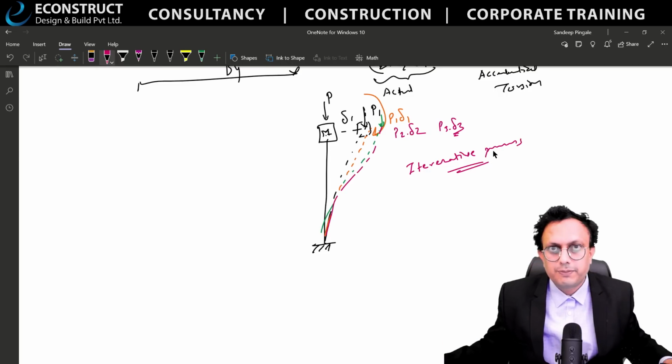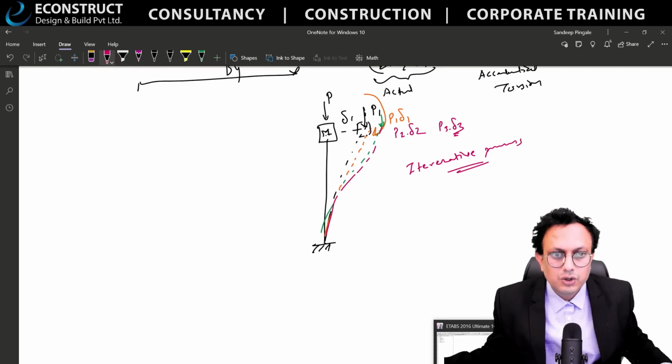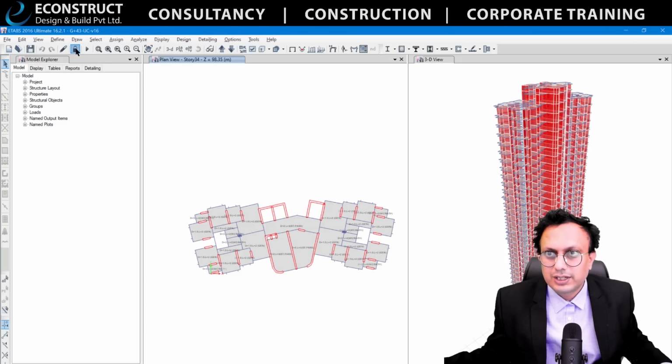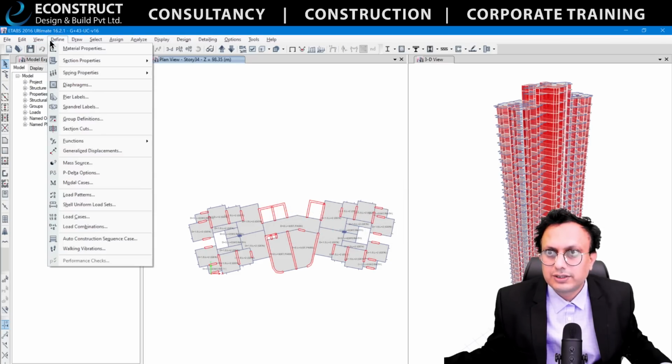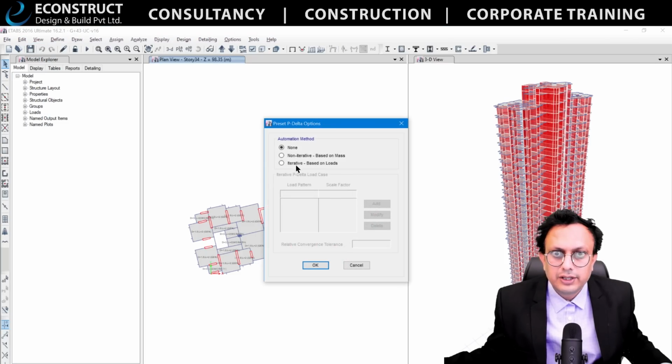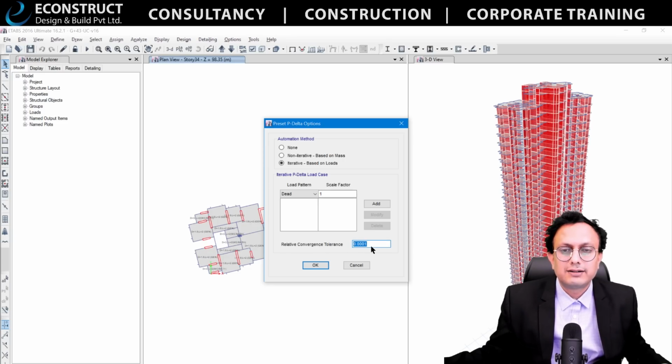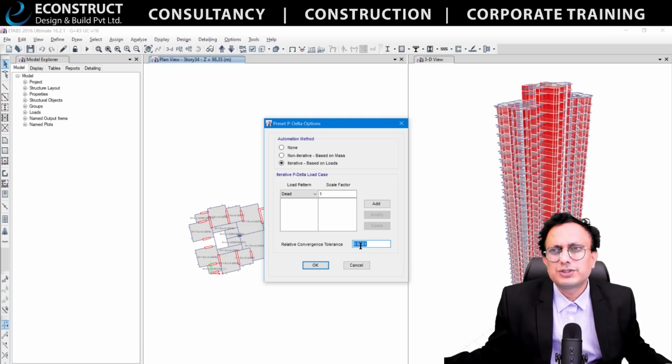Somewhere it has to stop. Alright? So, when it comes to the analysis, actually, I'll just unlock this. You will see that there is a convergence tolerance. Alright? So, somewhere we need to stop it. So, this is the tolerance limit. Once the deflection comes up to this extent, the equation will stop because the resultant is barely nominal.